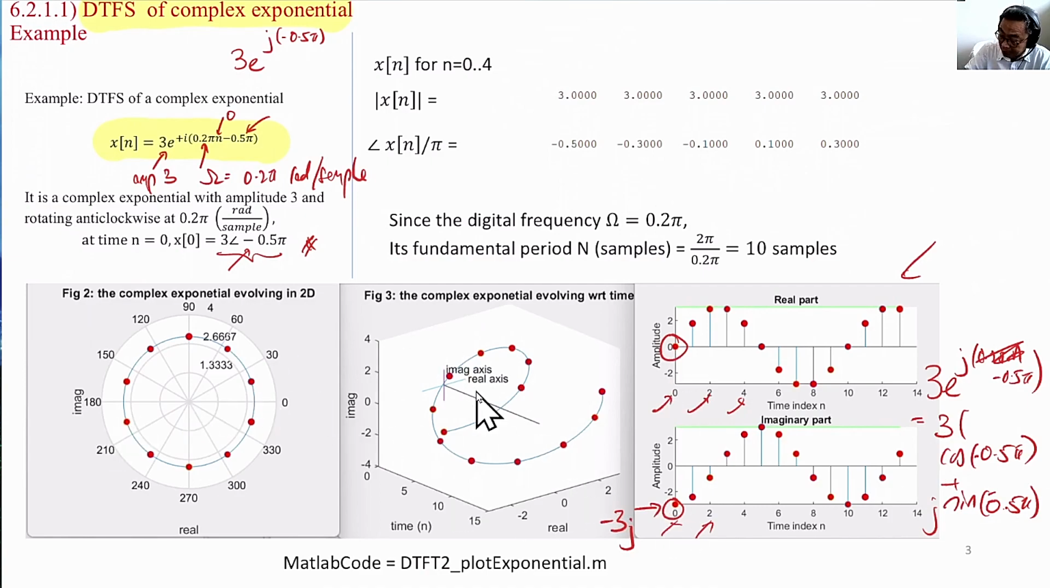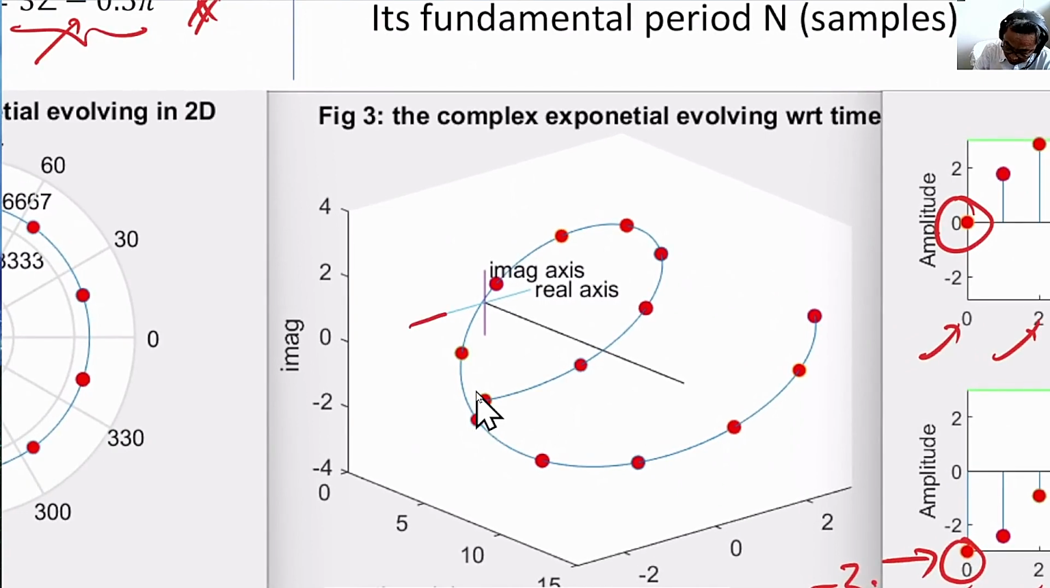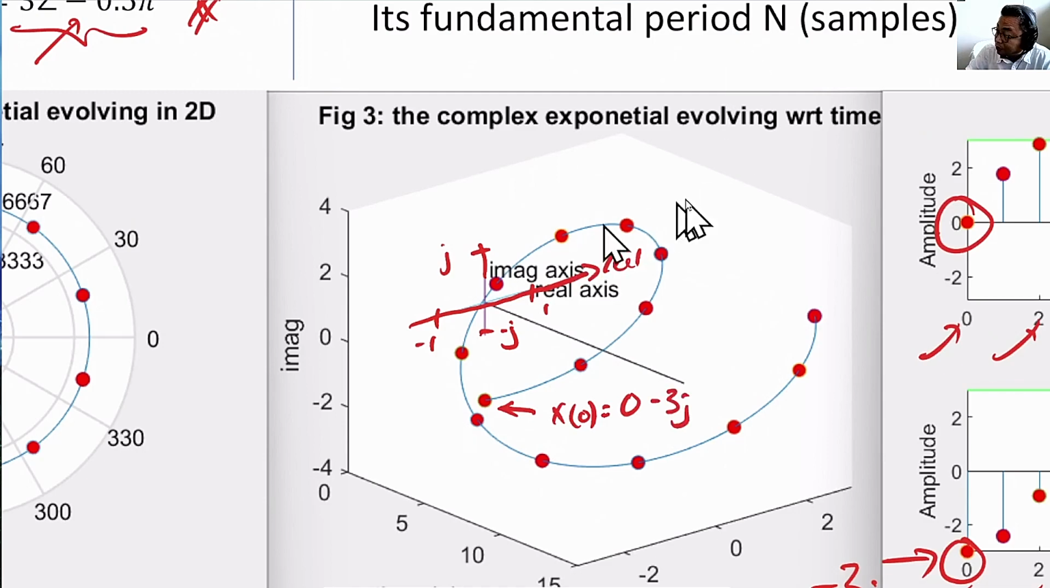If you now look at this second picture here, this axis is the real axis, and here is 1 and here is minus 1. On top is j and below is minus j. So the first point, x[0], is equal to 0 minus 3j. That is why this point is sitting below this horizontal axis of the complex plane. And this is the real axis, and this axis coming out here is time.